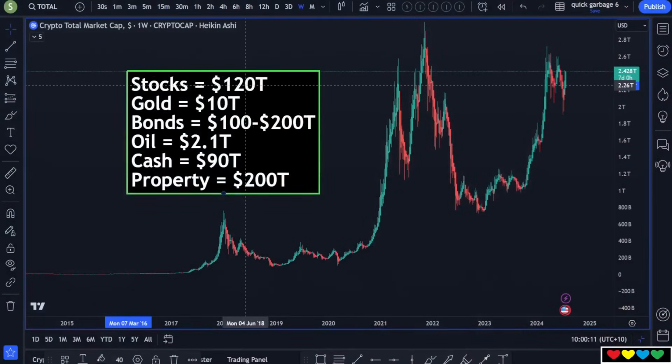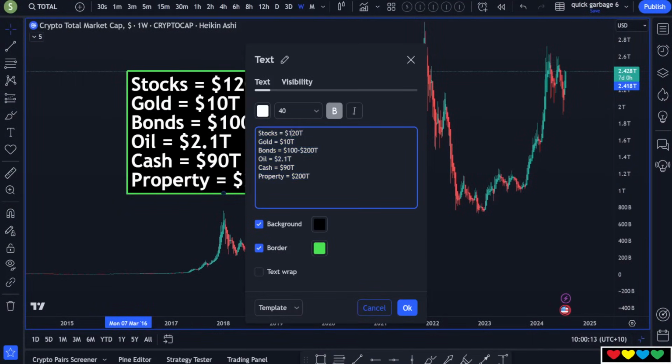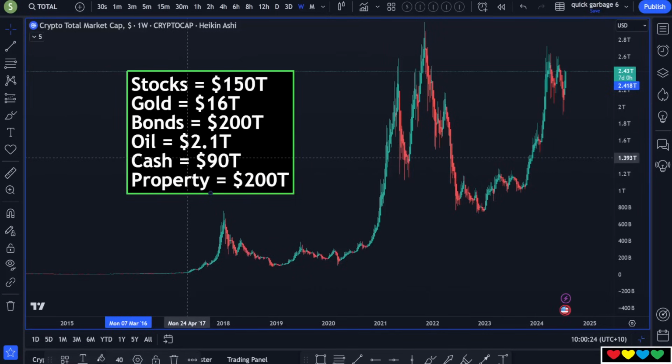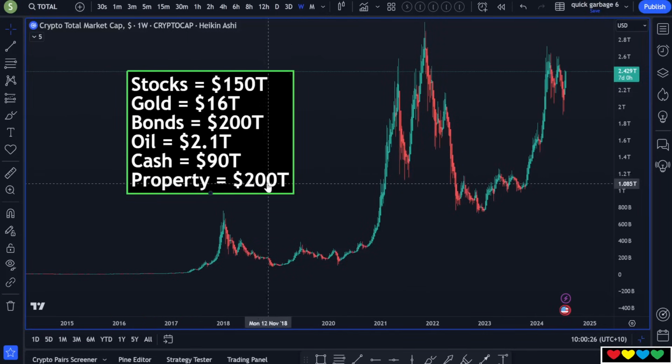Stocks, by the way, these are old numbers. They're actually bigger now. I think stocks is like 150 trillion. Gold is now 16 trillion. The bond market, yeah, they're printing money, 200 trillion. Oil is 2.1 trillion. Cash, 90 trillion. Property, 200 trillion. You can see that. So crypto, man, I'm looking at those numbers and I'm like, bro, we should be way over 10, way.